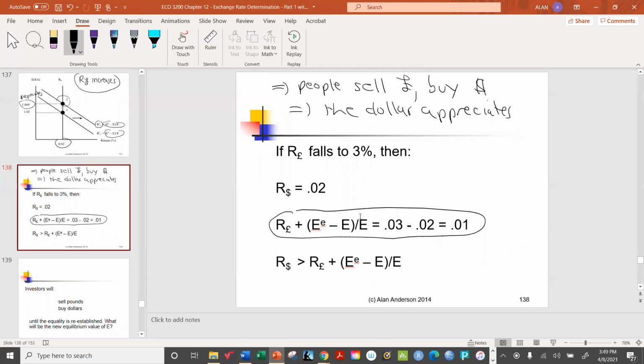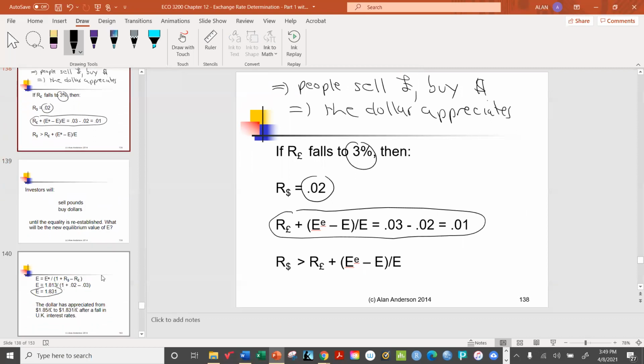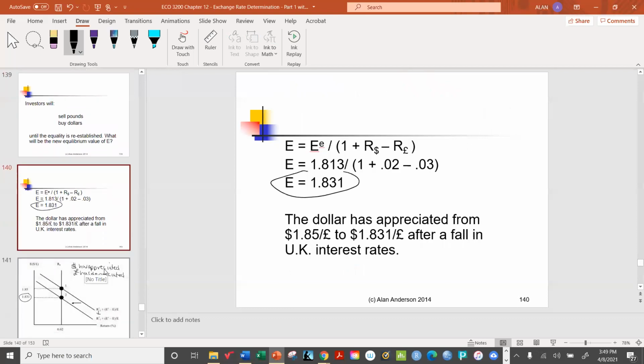All right, so now remember, originally the UK rate was 4. Let's say it now drops to 3. So suddenly, the US rate exceeds the UK rate and people will buy dollars and sell pounds until we reach the new equilibrium exchange rate, which is $1.831 per pound, compared with 1.85 originally. And so you can imagine that entire curve that we saw earlier shifting to the right will now shift to the left.